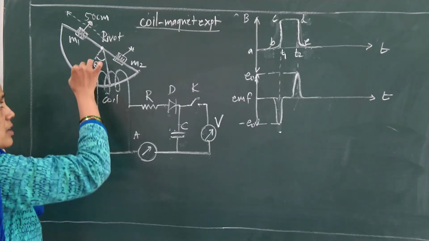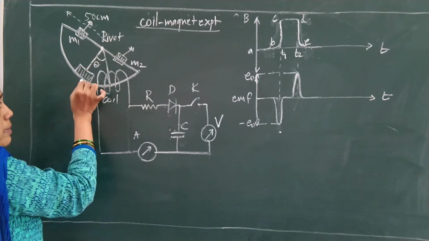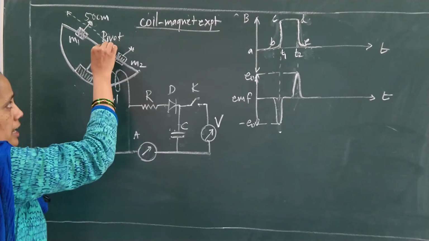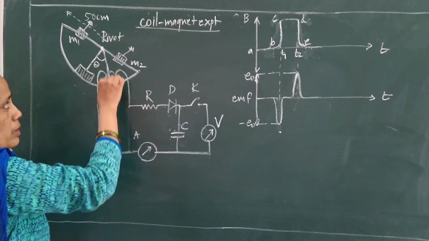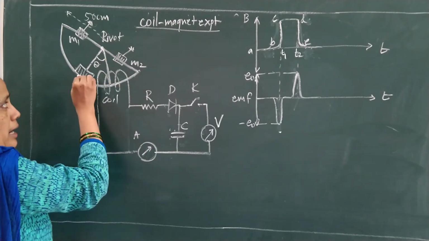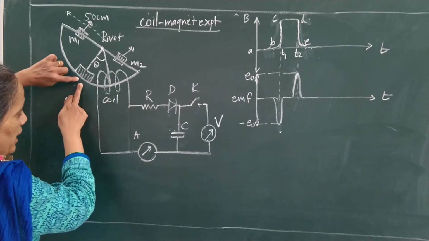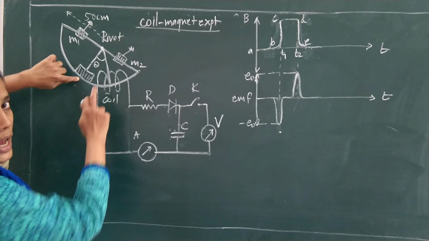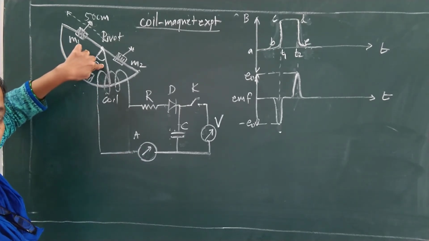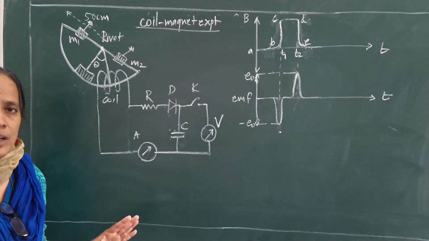Now initially the magnet is at some location on the semicircular arch, and the central part of the coil is given by this reference line. Between the central part of the coil and the magnet there is a certain angle theta. Initially the magnet and coil are both at rest, so theta is 0. Rest position means there is no change in magnetic flux, so no EMF is induced.